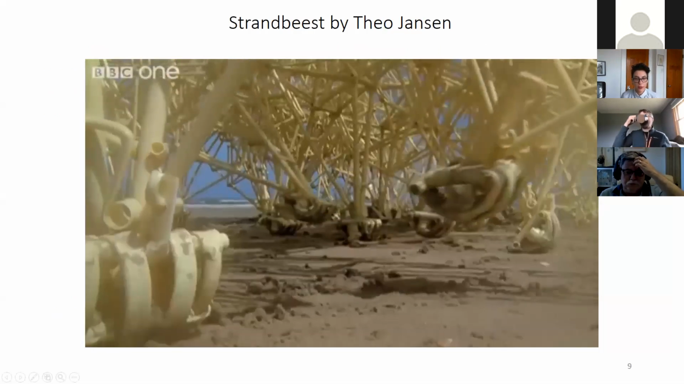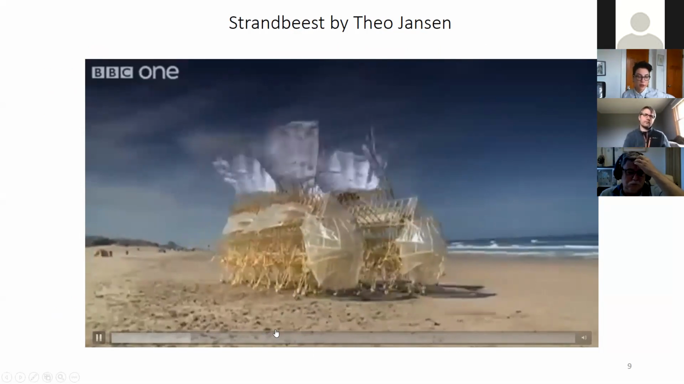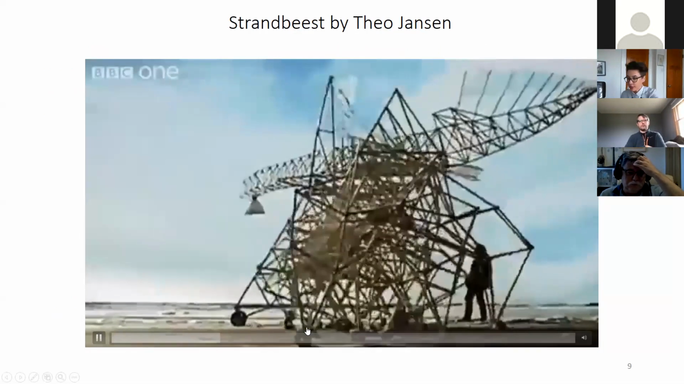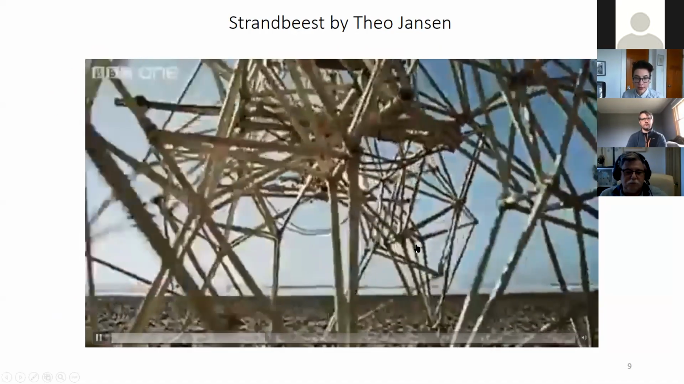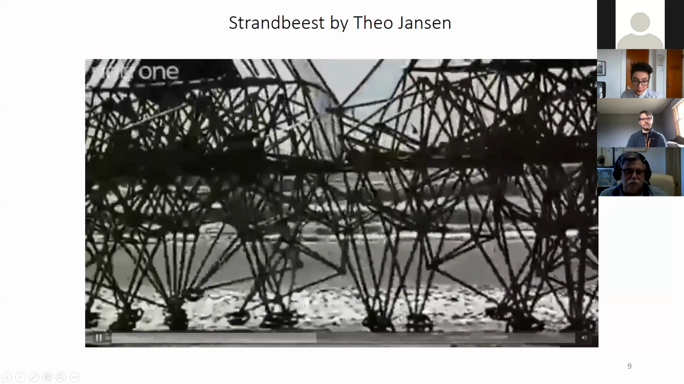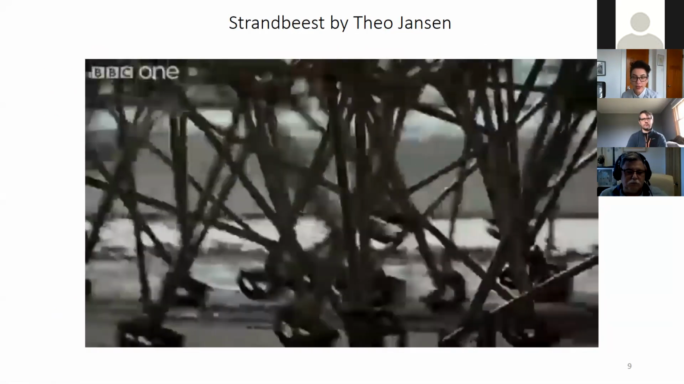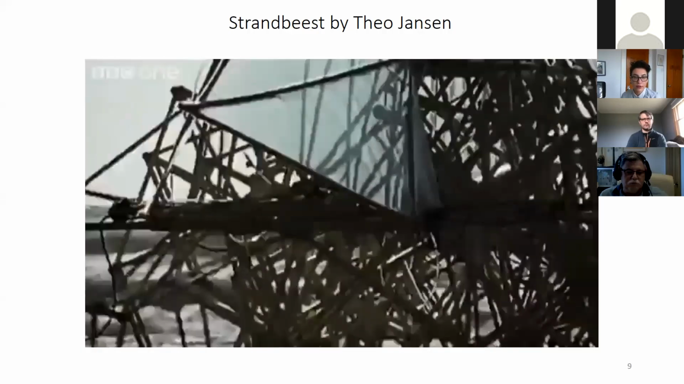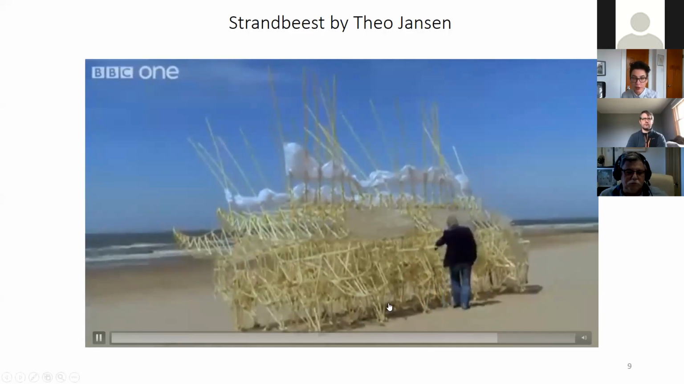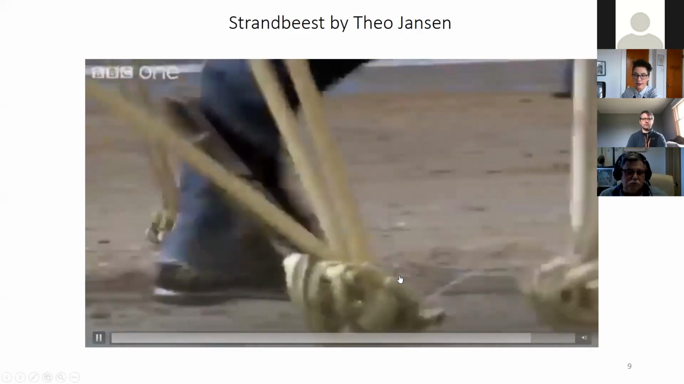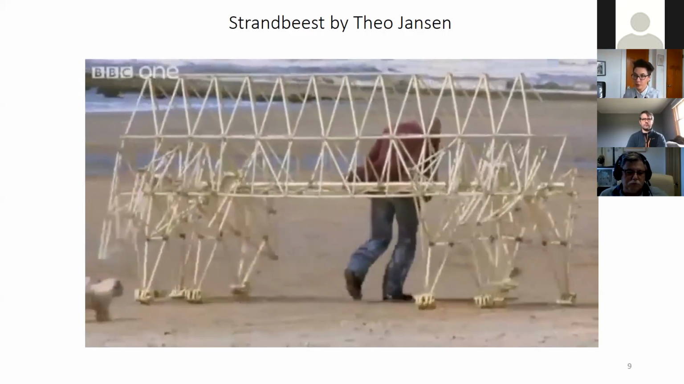I would like to play this movie that shows an artificial structure, Strandbeest, that is walking, being propelled by the wind, and it moves surprisingly in a smooth and lifelike manner. Moreover, some legs of this creature are redundant, and if one of them is getting stuck, like at this moment, the other legs continue the movement without any interruption.